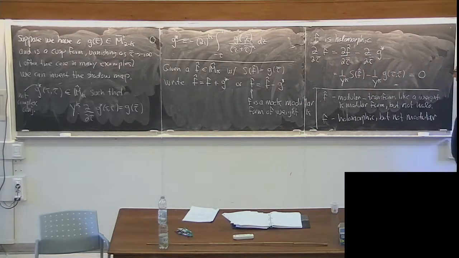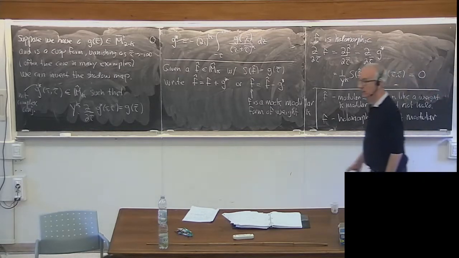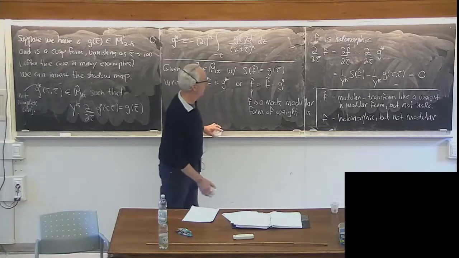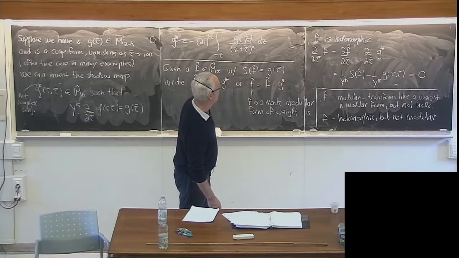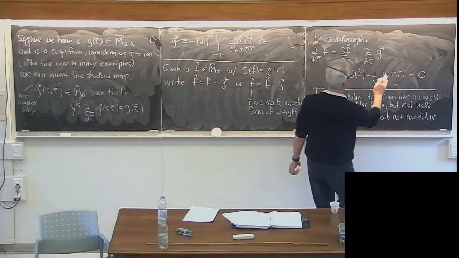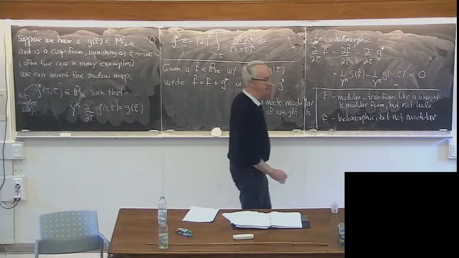So what mock modular forms have to do with is a tension between having a function which is holomorphic and having a function which is modular. And there are situations in both mathematics and physics where you can't reconcile this kind of tension between holomorphy and modularity. Yeah. G is, I guess G was anti-holomorphic, so. Yeah.